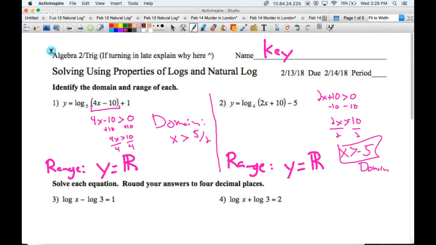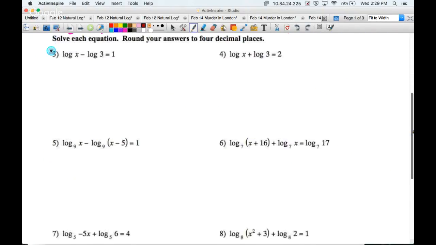As a handy bonus, when we calculate for this, that number also is where our vertical asymptote is located. So in this problem, there'll be a vertical asymptote located at x equals 5/2, and over here there'll be a vertical asymptote at x equals -5. Let's move on to some solving problems. Solve each equation, round your answer to 4 decimal places if needed.